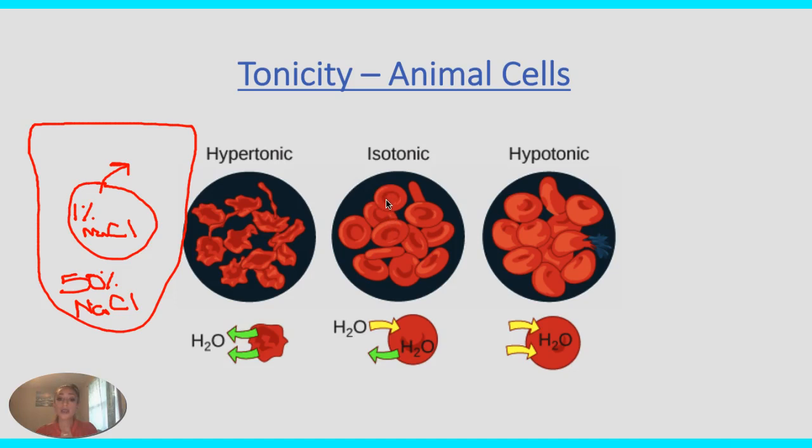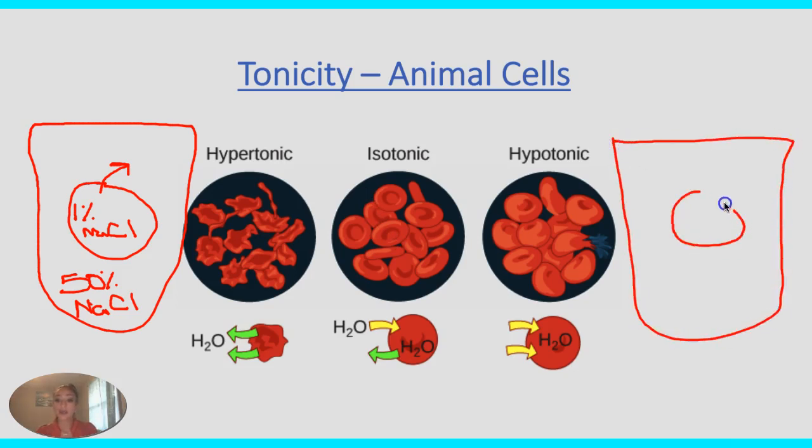So let's say the red blood cell right here has 50% sodium chloride, and then outside in this beaker, let's say for example, there's 50% sodium chloride. So the molecules of water are still going to transfer back and forth, but it has already reached a state of equilibrium, okay? And last but not least, we have a hypotonic solution.